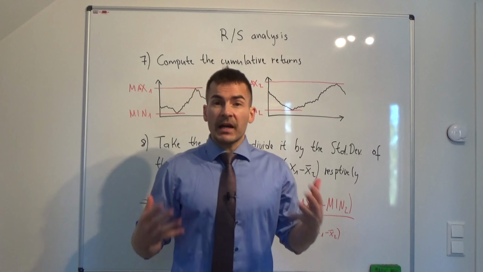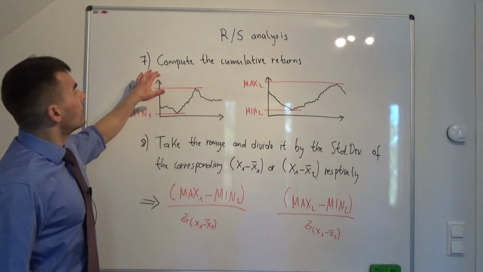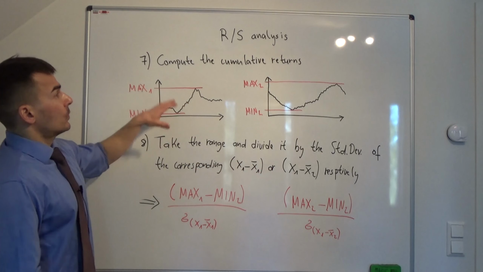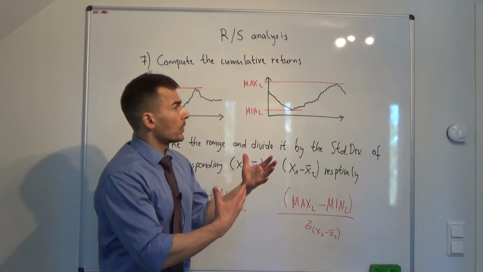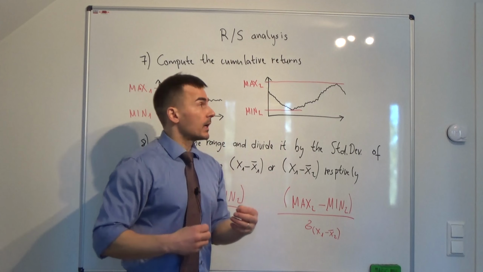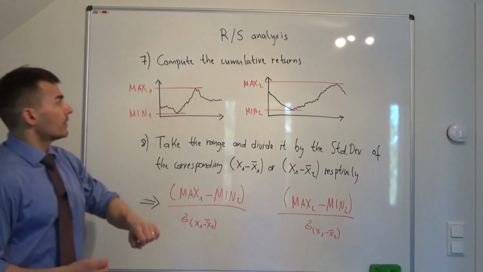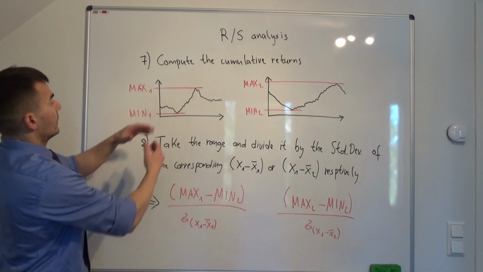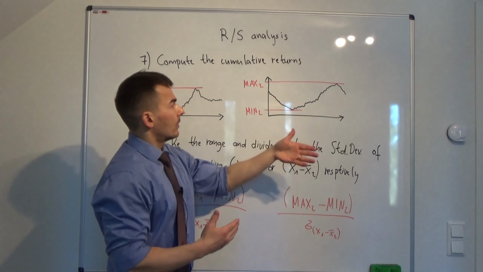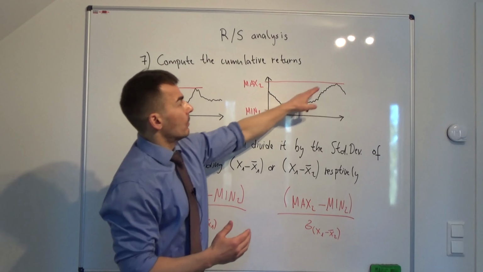Once we have computed the vector of demeaned returns, the 7th step is then that we have to compute the cumulative returns. Since we have in the first iteration 512 observations in each of these 2 clusters, we have to compute this for both clusters. So in the first subsample cluster, it might look like that evolution, and for the second subsample cluster, the evolution of the cumulative returns might look like that.